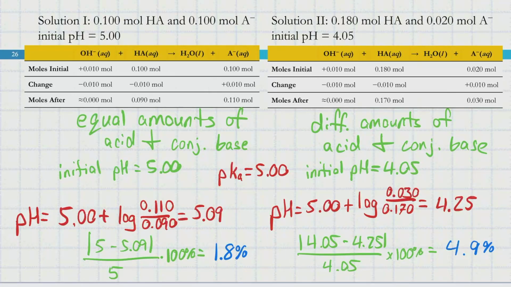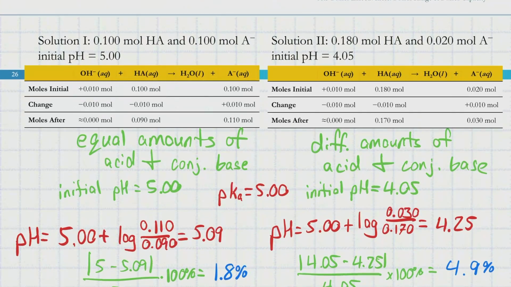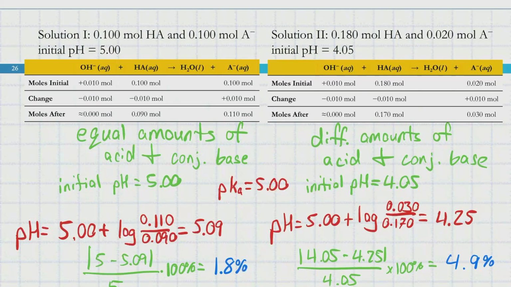It's also seeing a larger actual change in pH. We went from 4.05 to 4.25, so we changed by 0.2 pH units. And in our first case, we changed by less than 0.1 pH unit. So even though it might feel like our pH should change less, if we've got an excess of acid and we're adding base, it still ends up changing more.